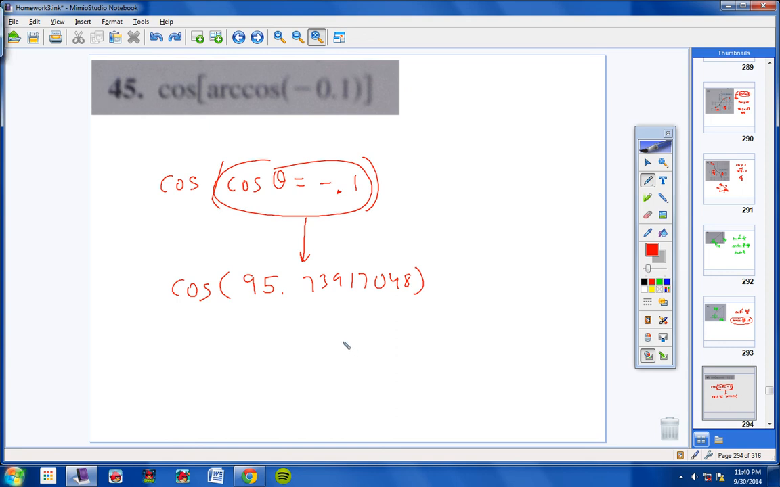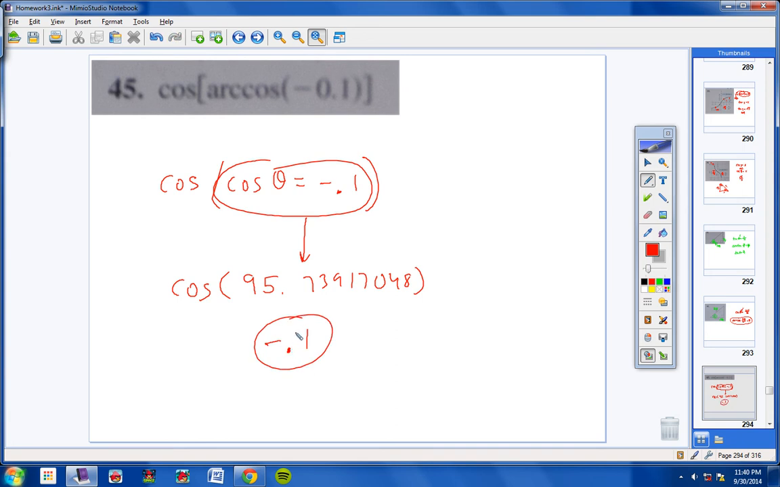And that makes sense, guys. Think about it. You're saying the cosine of what angle will give me negative 0.1, and then whatever that angle is, I'm going to take the cosine of that angle, and it should give you right back out negative 0.1.